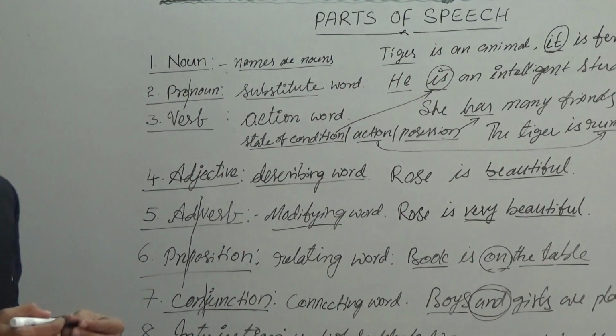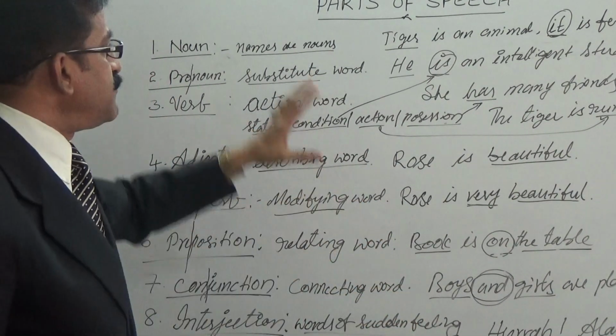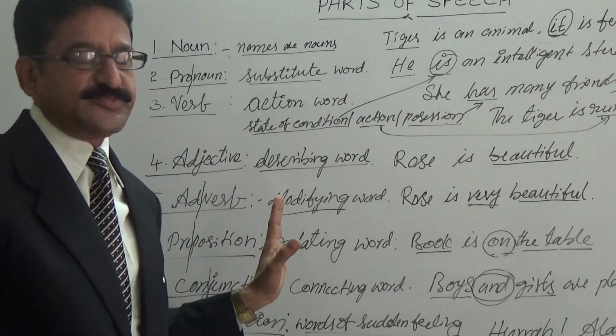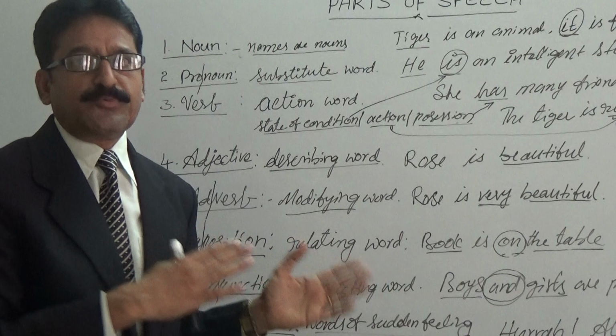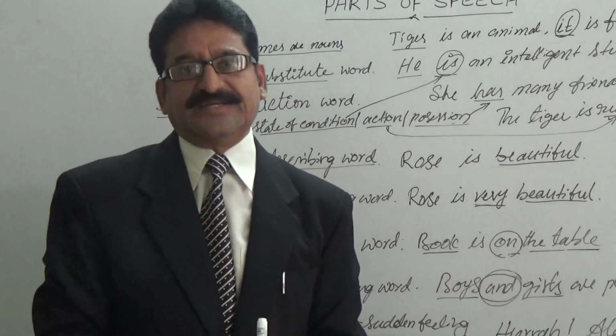There are eight in number. If you take any sentence, each and every word must come under one of these headings, that is, one of the parts of speech. Like this you can learn about the parts of speech. Depending upon this knowledge, you can practice sentences.